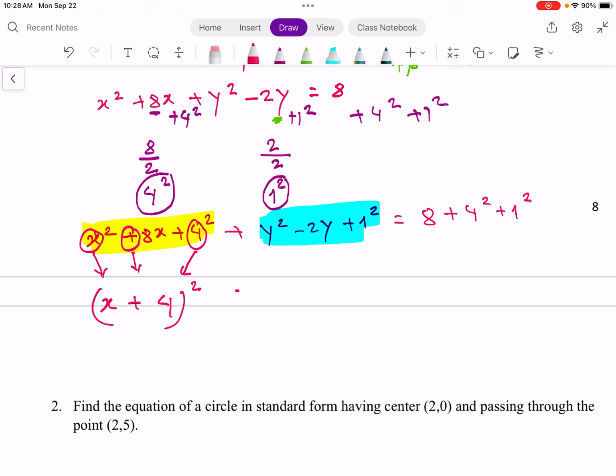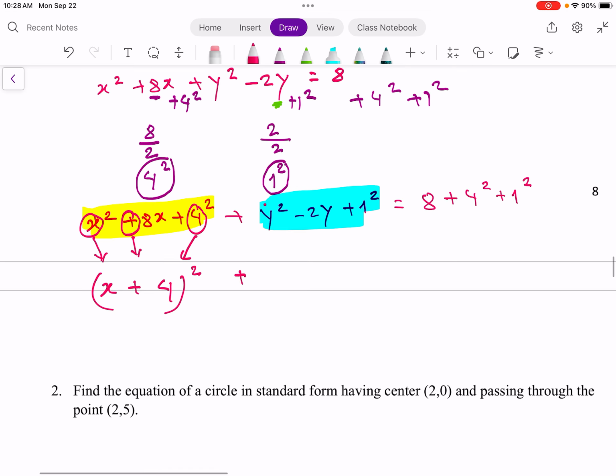Do the similar for the next trinomial. You take y, do not take the square. You take 1 from here. You take the sign of the middle term, negative. And do not forget the parentheses and square. Equals, so 4 squared is 16, plus 8, that is 24, plus 1, 25.